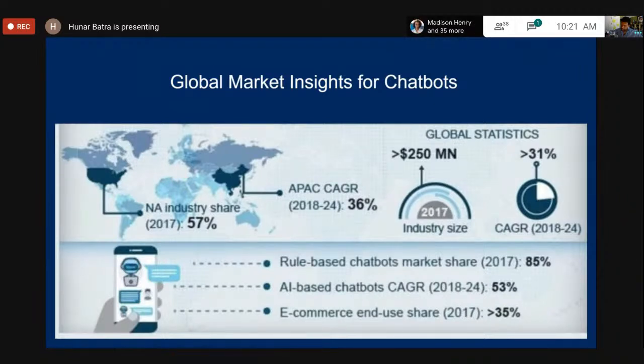According to a research firm, Research and Markets, the global chatbot market will expand from $2.6 billion in 2019 to $9.4 billion in 2024, which is almost a 30% increase in the annual growth rate. And the compound annual growth rate for chatbots is 53%.